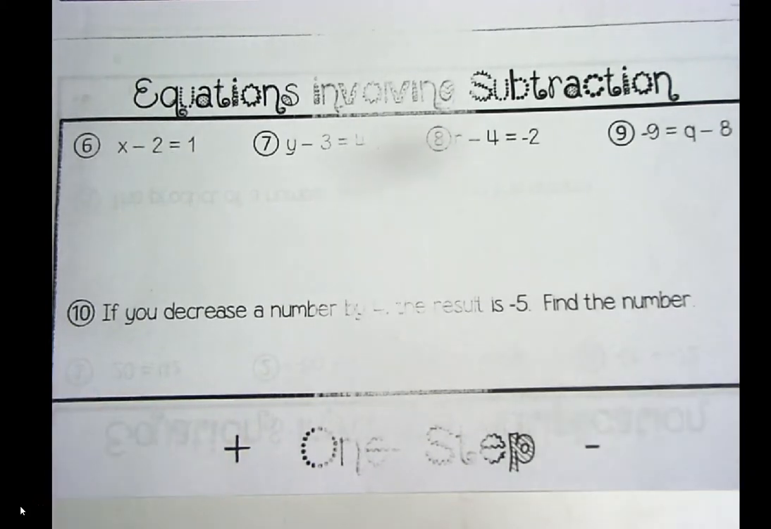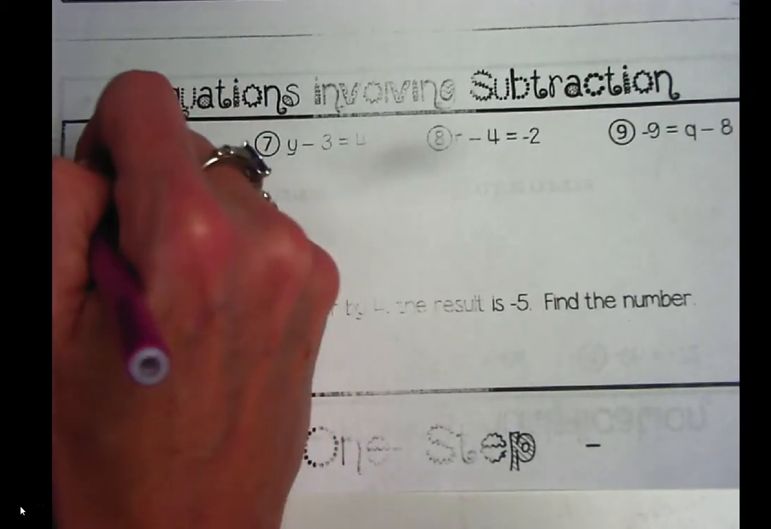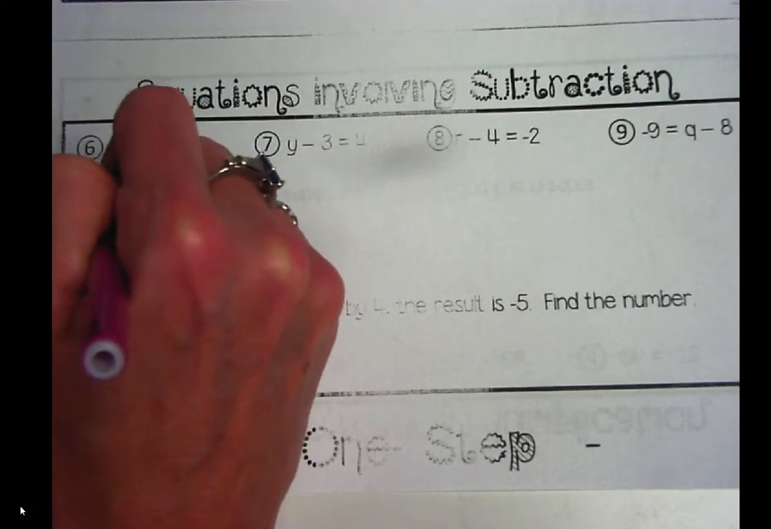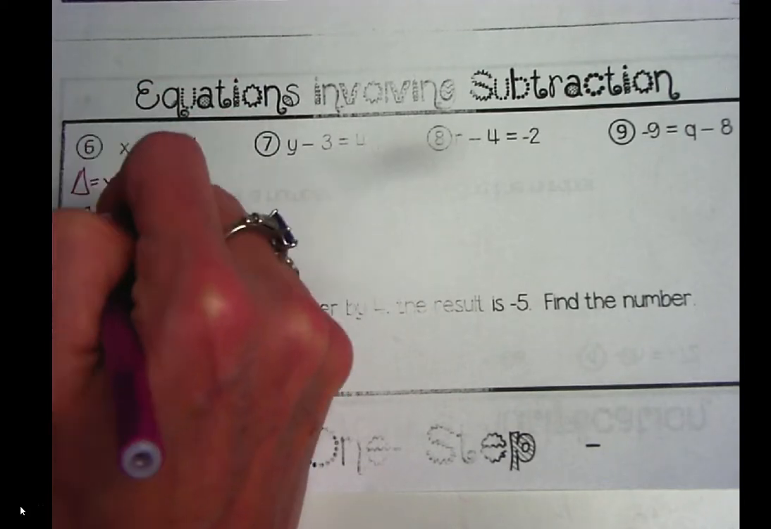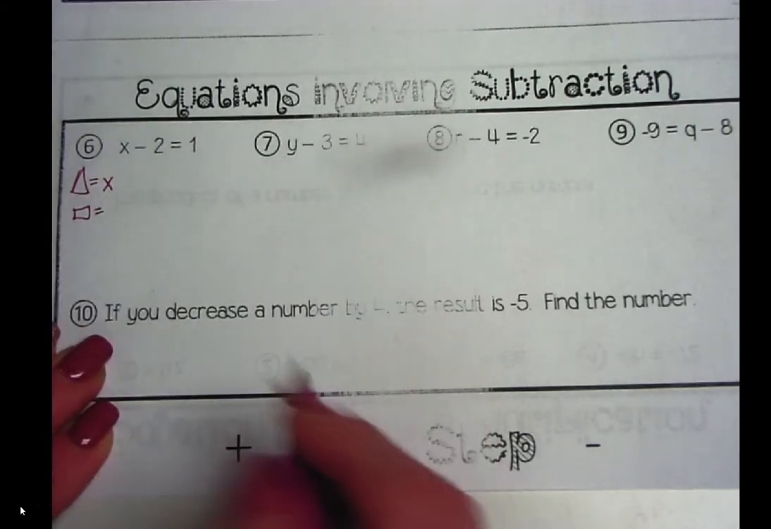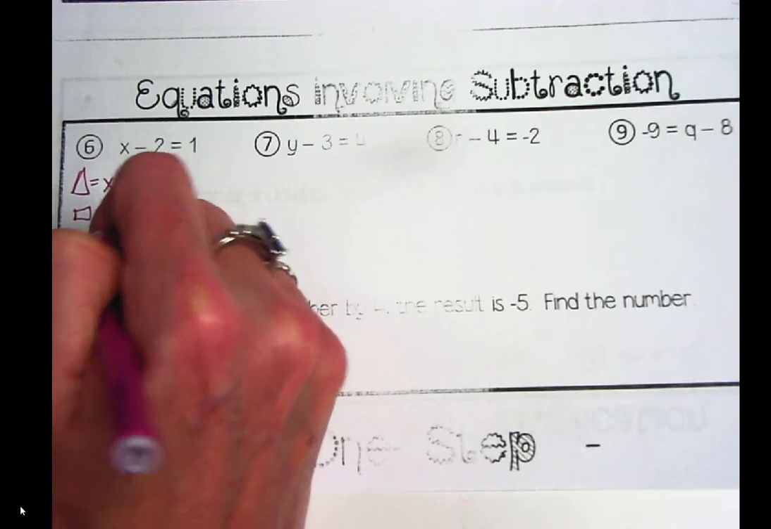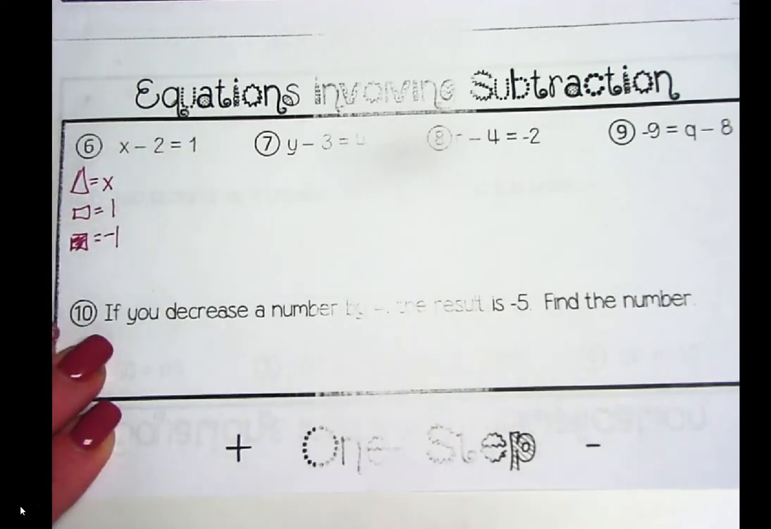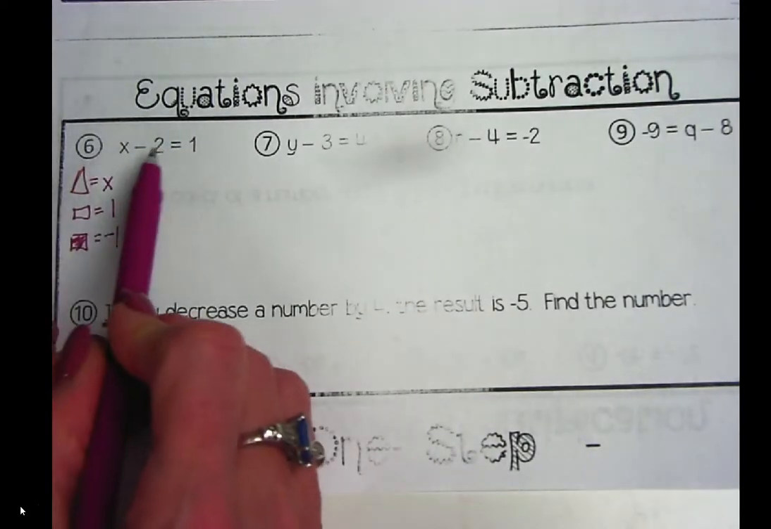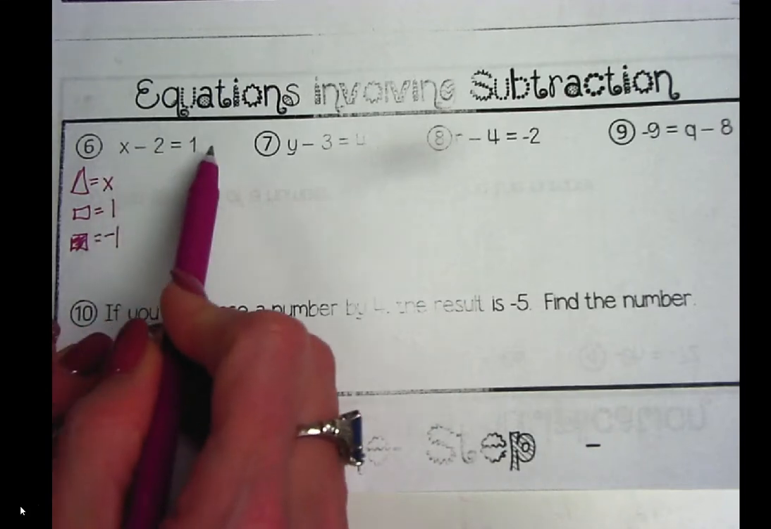Okay, now that everybody has it, we're going to model the first one just like we modeled the last. We're going to start with a model. So we're going to say that the triangle is equal to x, and a cube or a square is equal to 1, and then a shaded in square is equal to -1. So we're going to start out by modeling this equation, x minus 2 equals 1.